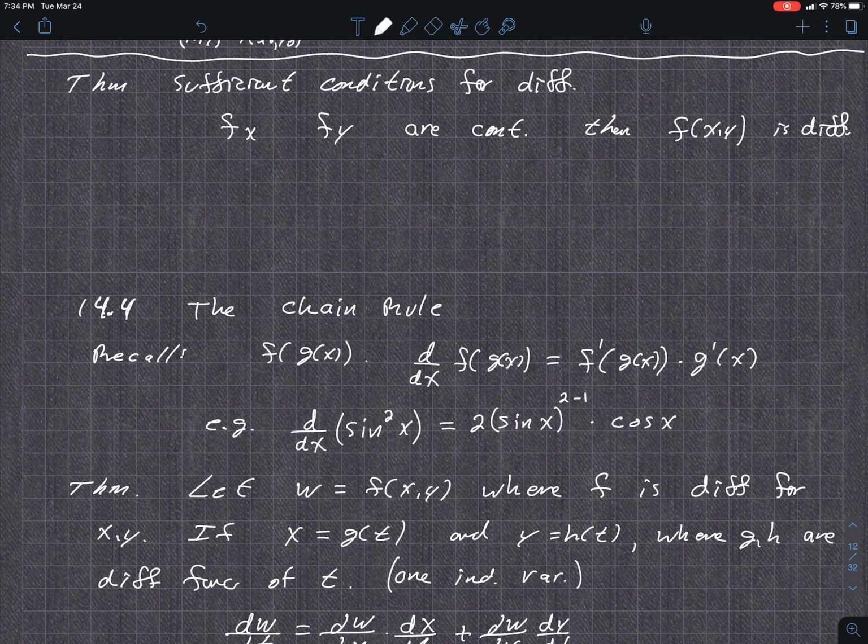The nice thing about this, though, the sufficient conditions for differentiability, is that Fy and Fx, I said that in the wrong order, those two exist and are continuous. So if they exist and are continuous, then it's differentiable. That's really the nice thing. So it's all you have to look at.